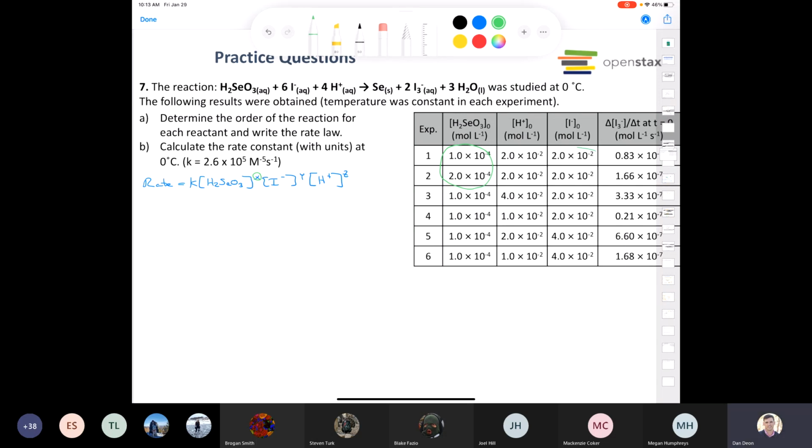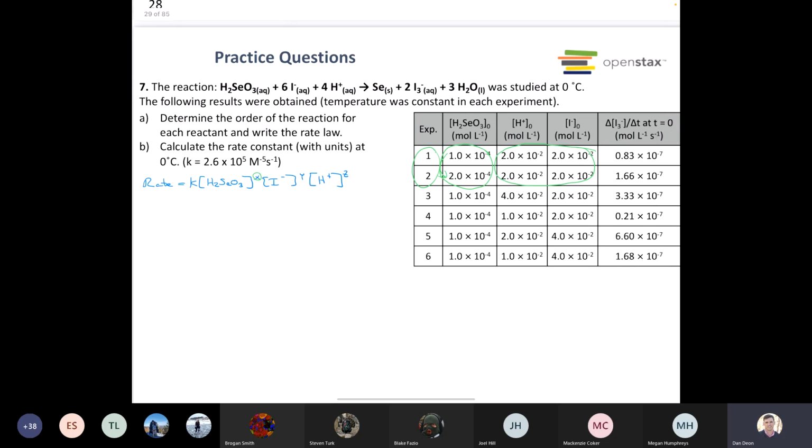And in the same 2 experiments, we would like the concentration of the other reactants to stay the same. So if we compare experiments 1 and 2, you see we have exactly that. The concentration of the H2SeO3 changes. It goes from 1 to 2 times 10 to the negative 4. The rate changes. That's neither here nor there, really. But we also see that the concentration of the 2 other reactants remains the same.